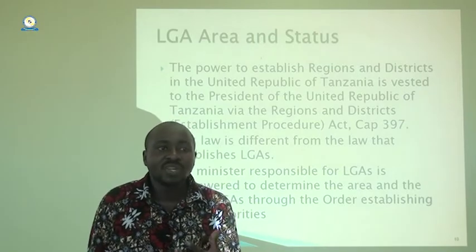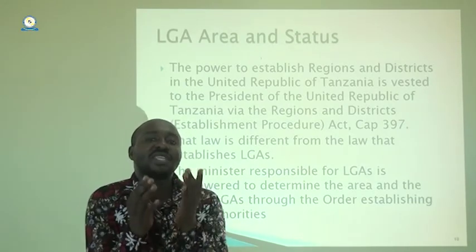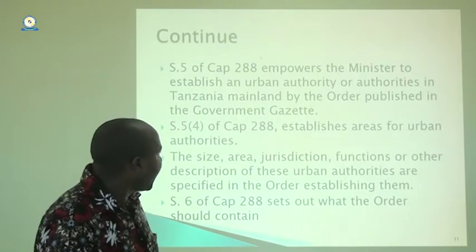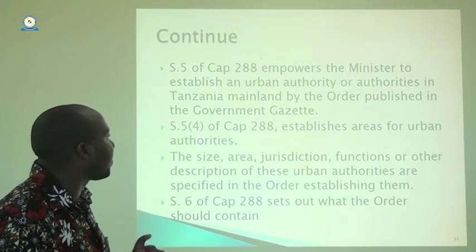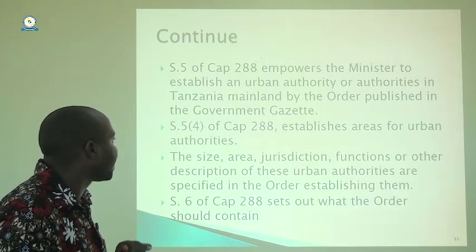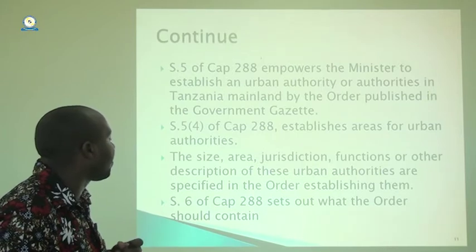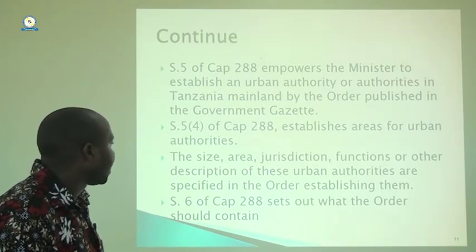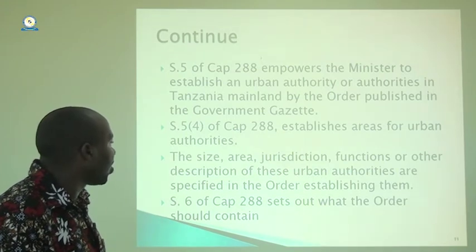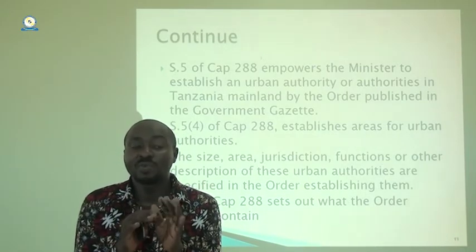The minister has power to determine the size of the local government and the areas where that particular local government being established will operate. We continue. Section 5 of KA 288 empowers the minister to establish an urban authority or authorities in Tanzania mainland by order published in the Government Gazette. Section 5, subsection 4 of KA 288 establishes areas for urban authorities: size, area, jurisdiction, function, or other description of these urban authorities as specified in the order establishing them.